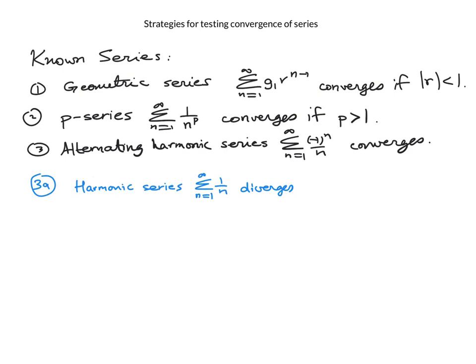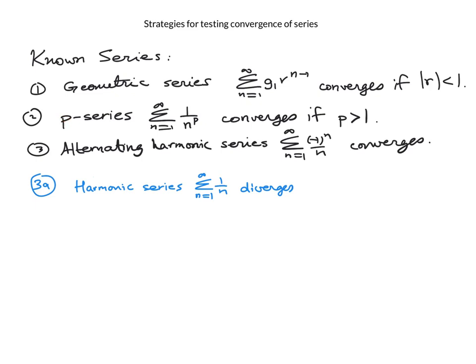So in this lesson, we're going to talk about some strategies for testing convergence of series. We've learned a lot of different tests, and we also have some known series we can take advantage of. The first, of course, is the geometric series. If we recognize a geometric-looking series, we will then determine its convergence based on the common ratio, if the absolute value of r is less than 1 or if it's greater than or equal to 1.